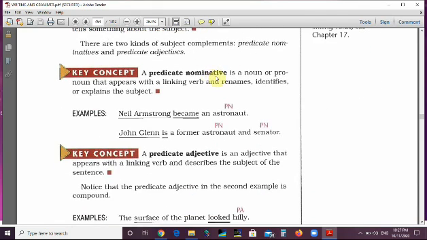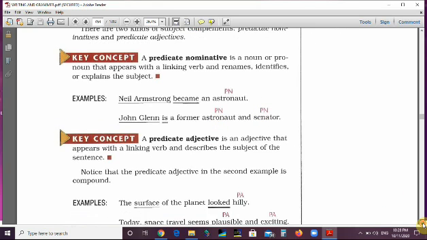A predicate nominative is a noun or pronoun that appears with a linking verb and renames or identifies or explains the subject. Neil Armstrong became an astronaut. Neil Armstrong is the subject. Became is a linking verb, and astronaut, this is a noun. So it's a predicate nominative. John Glenn is a former astronaut and senator. So astronaut is a predicate nominative because it's a noun. Senator is another predicate nominative.